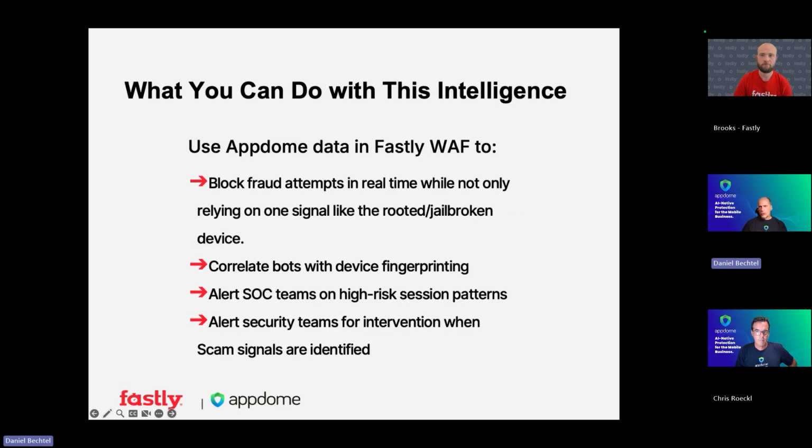With this intelligence flowing into Fastly, you unlock entirely new capabilities. Block fraud attempts using multiple correlated signals, not just device state. Intervene when an account takeover attempt is occurring, detect fraud in real time, block all bots using app fingerprinting, alert your SOC on high-risk session patterns, and even trigger scam intervention workflows when certain patterns appear. This is real-time decision at its best, powered by visibility where threats actually originate.